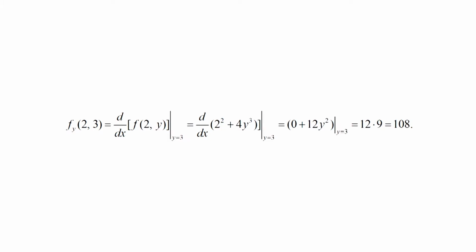Similarly, f_y(2,3) is equal to d/dy of f(2,y) evaluated when y is equal to 3, which is equal to d/dy of 2² + 4y³ evaluated when y is equal to 3, which is equal to 0 + 12y² evaluated when y is equal to 3, which is equal to 12 times 9, which is equal to 108.